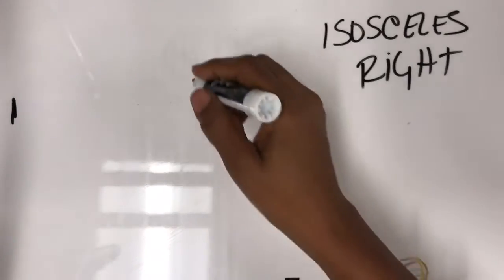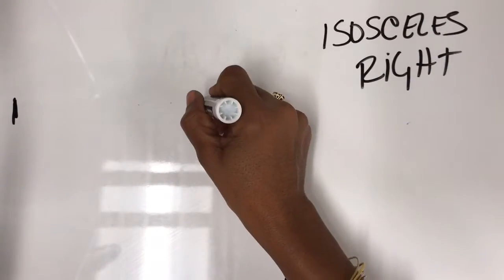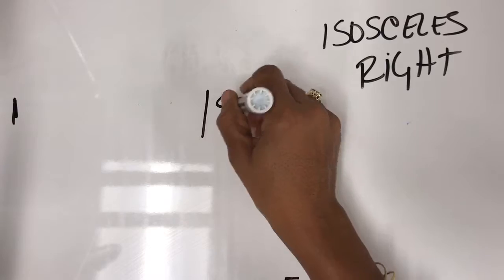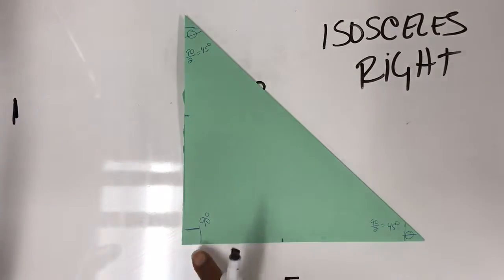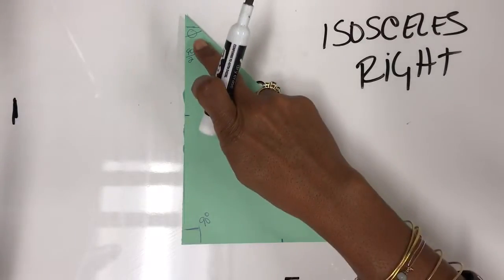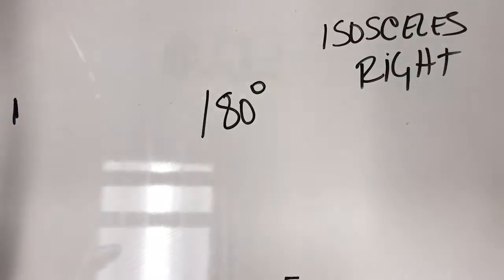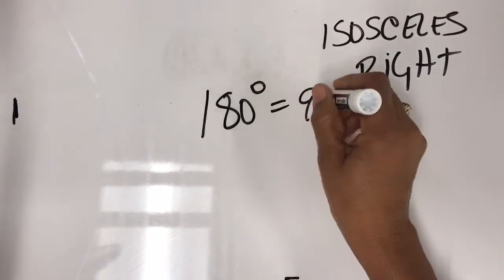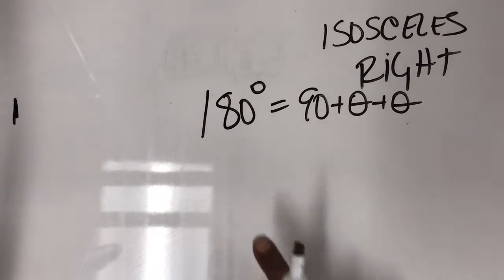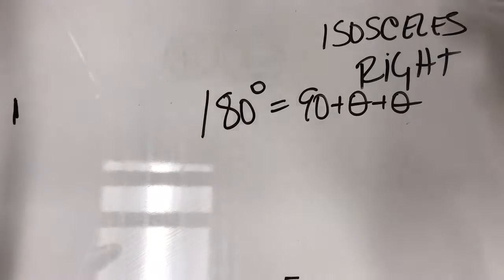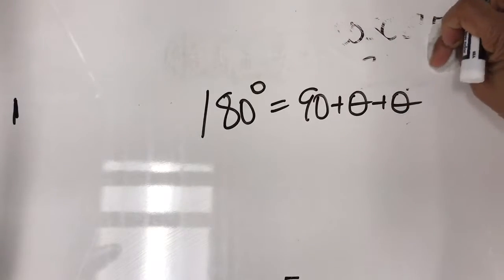So, what do we know about triangles and their angles? Yes, we know that they have to equal 180 degrees. So we're going to say 90 plus theta plus theta equals 180 degrees. And those words are getting in my way.